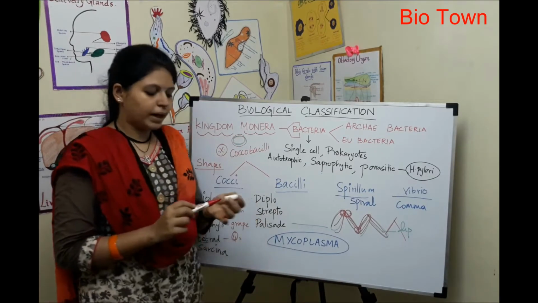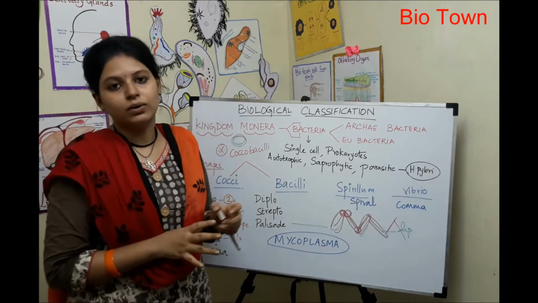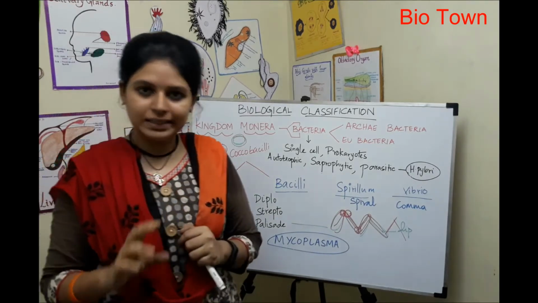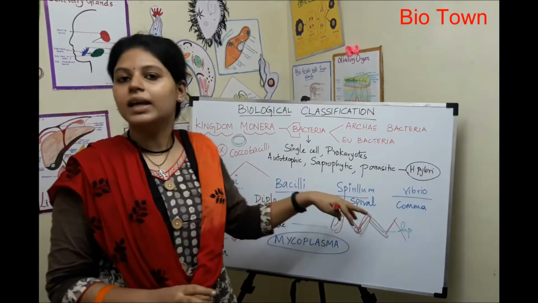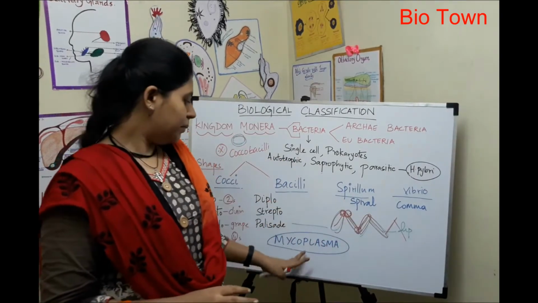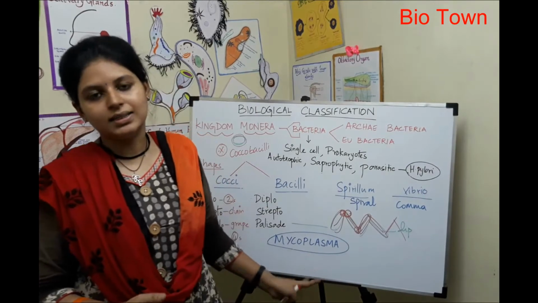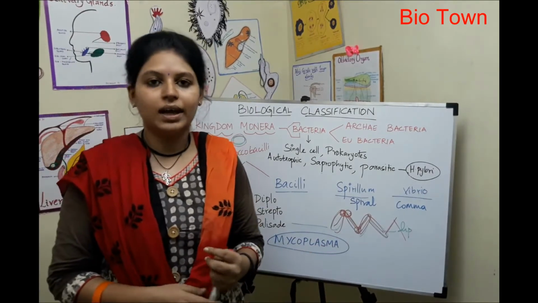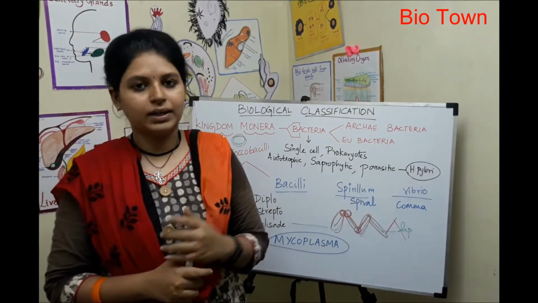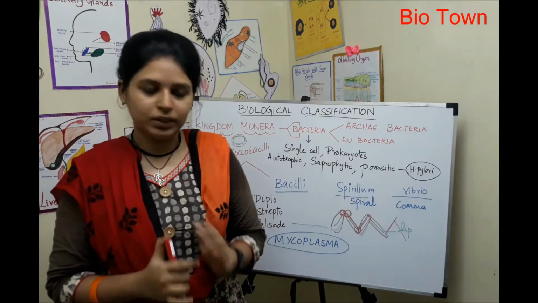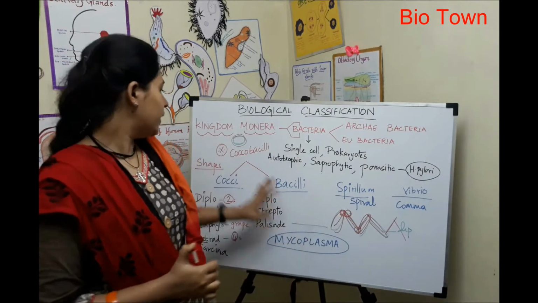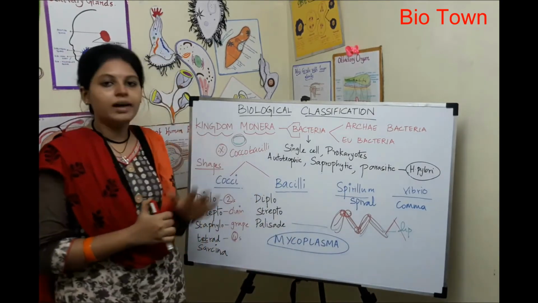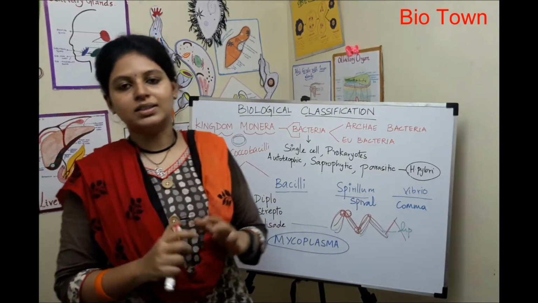Next we will move to Mycoplasma. Mycoplasma don't have a cell wall. They are very small compared to other bacteria. Example, Mycoplasma genitalium. They infect the urinary as well as the reproductive tracts in humans. So that's Mycoplasma bacteria. Now we are done with the classification of bacteria based on their shapes.